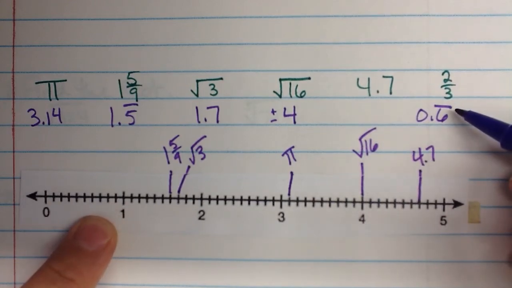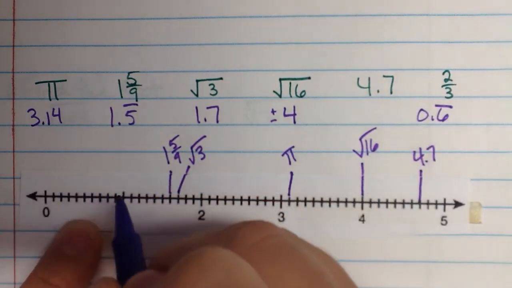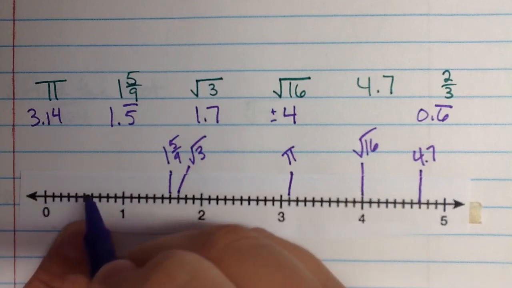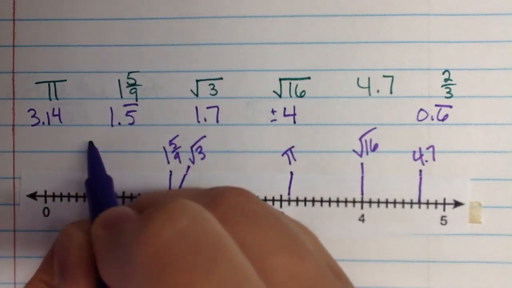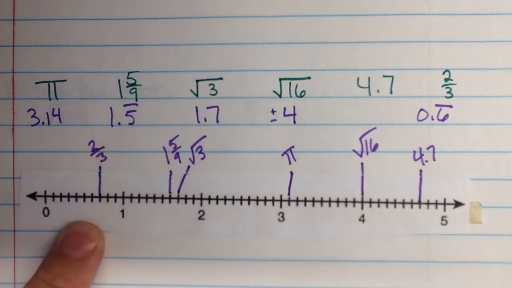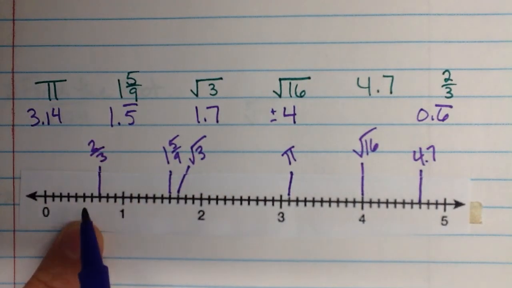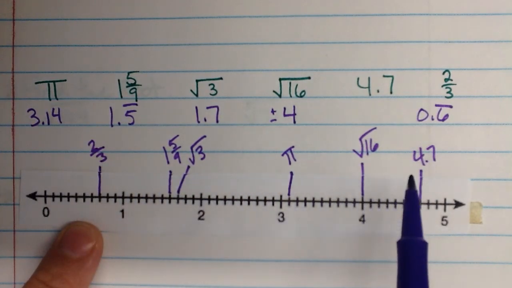4.7, 1, 2, 3, 4, 5, 6, 7. 0.6 repeated rounds to 0.7. So 1, 2, 3, 4, 5, 6, 7, 2/3. When you put them on the number line, they have to be the original numbers.